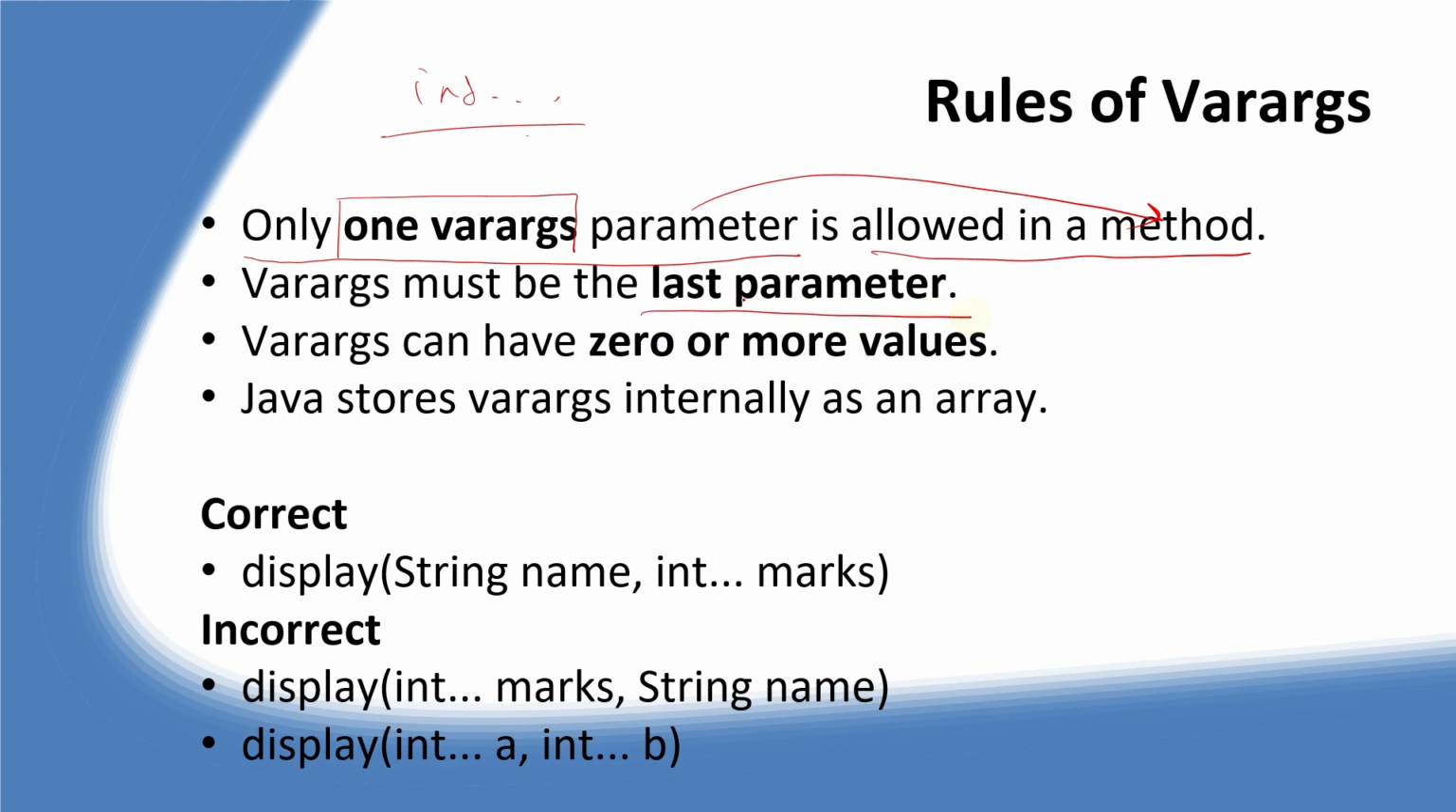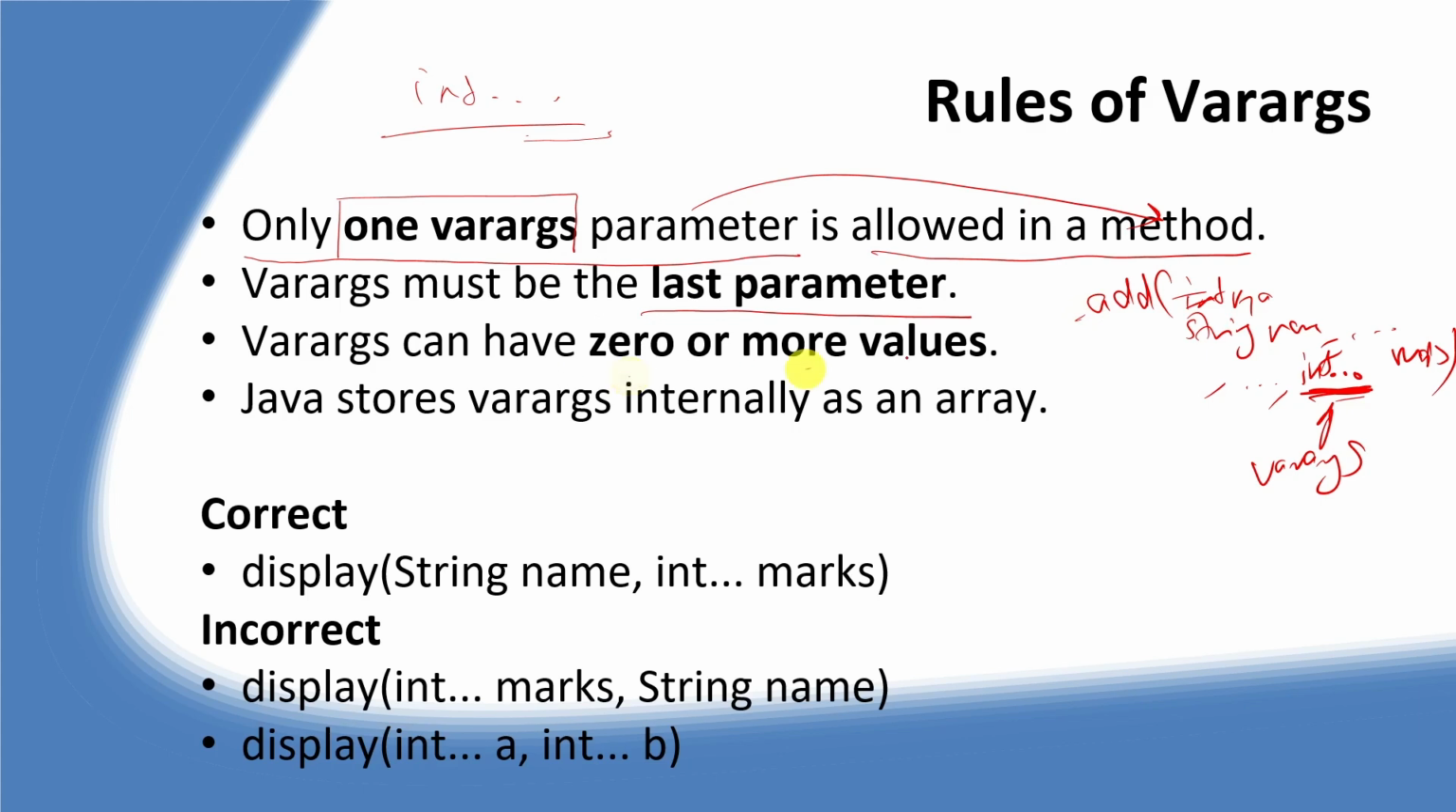These are the rules we need to follow. In the method definition, if we are using variable arguments, then that should be the last parameter. What does it mean, last parameter? Let's say we have a method add with string name, comma, something, comma, something, comma. The last parameter should be the variable argument, int three dots marks or something. So Varargs should be the last parameter of the method definition. That's what it is telling.